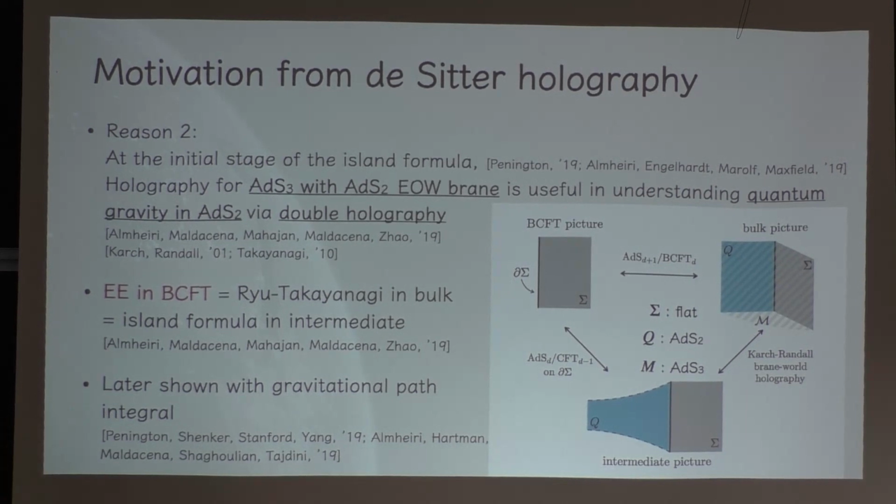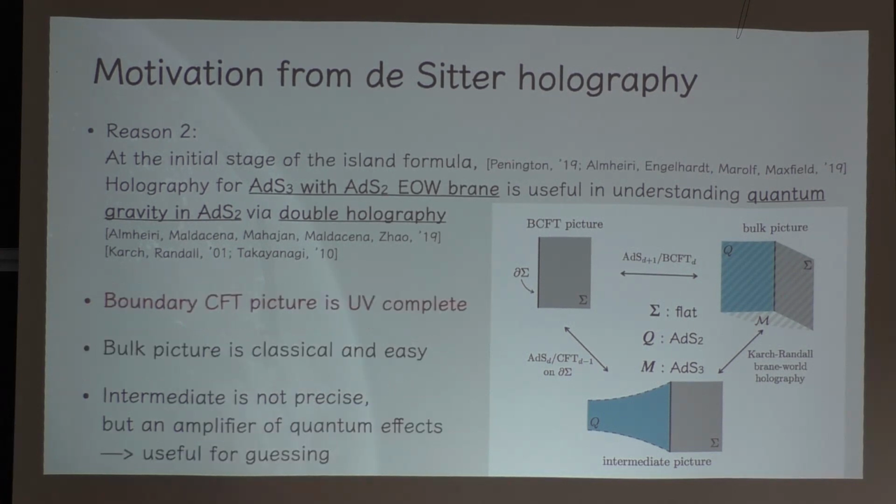Can you clarify in what sense the intermediate picture is not precise? I think that the Karch-Randall localization is what makes it precise. We know what it is. It's just not purely massless gravity. Yeah, so there are many senses in which this is not precise.